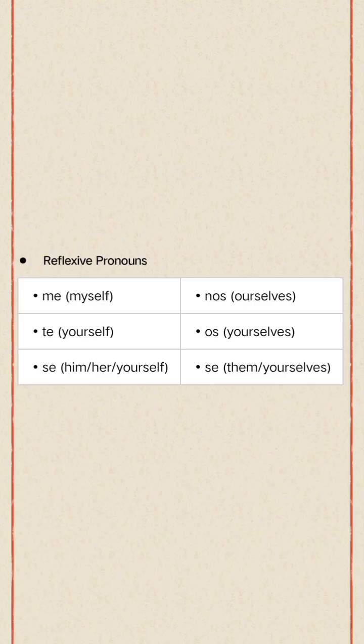Let's dive right in. Reflexive pronouns are used when the subject and the object of the action is the same. As we discussed, the subject is the one who does the action, while the object is the one who receives the action. Therefore, if I do the action, then I receive the action as well. Now, let's go through them.